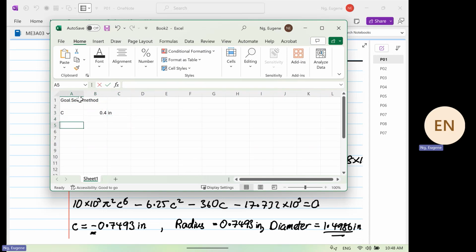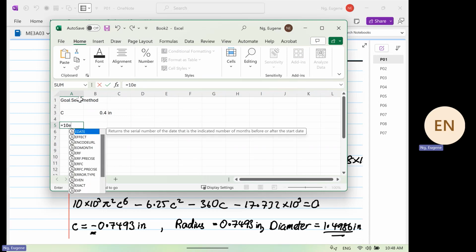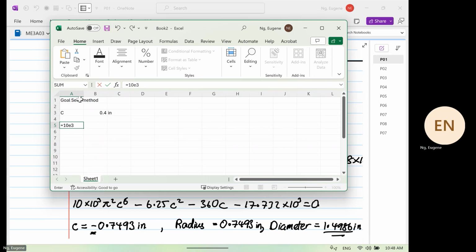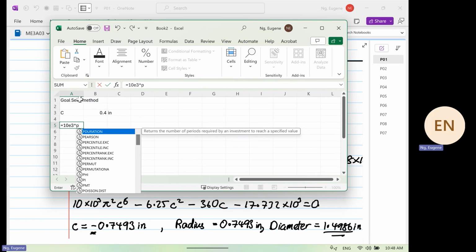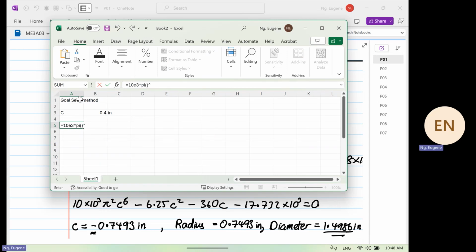Then the first term is equal to 10e to the power 3 times pi squared times 0.4 to the power of 6. To be a good programmer, always check with your calculator that you entered the expression correctly. If you enter it wrongly, you're in trouble. 40425. Okay, so that's the first expression.